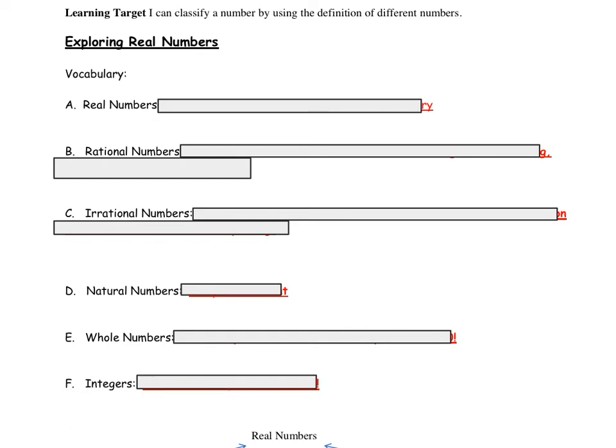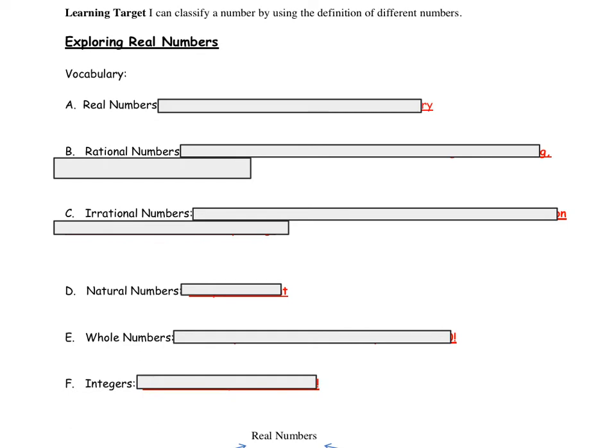So as you can see, there's a bunch of terms on your paper. We got the real numbers, we got the rational numbers, we got the irrational, we got the natural, we got the whole, and then we got the integers. So here's how it works. We have these numbers and we need to classify them. And the reason why we classify them is so we can make sure that we have a nice and orderly system. It also makes sense because once we classify things, we can sort of group things together just to make them work in our favor.